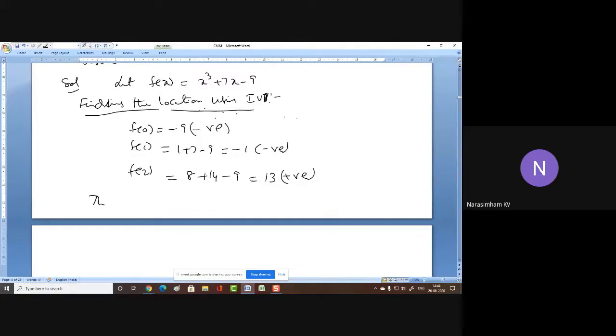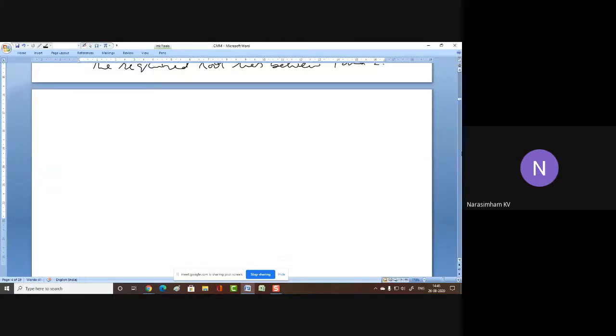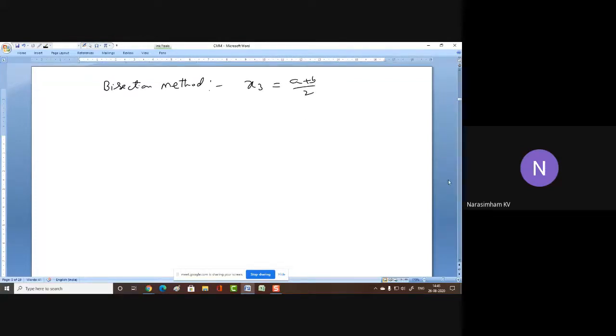What is the conclusion for this step? The required root lies between 1 and 2. The corresponding points are 1 and 2. Now this is up to location. After finding the location, now we are applying the bisection method. The formula is x3 equals (a plus b) by 2. I will explain with a tabular form instead of writing all the terms.